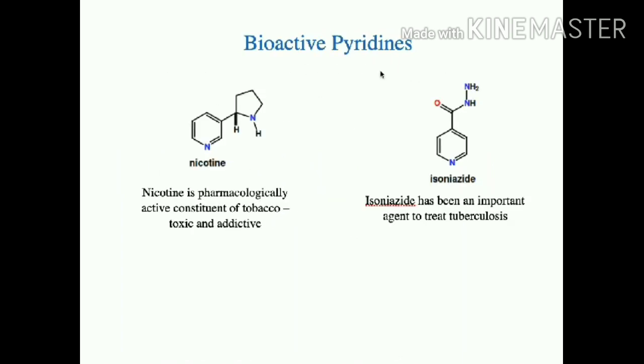Here are examples of bioactive pyridines, nicotine and isoniazid. Nicotine is a pharmacologically active constituent of tobacco, but it is toxic and addictive. Isoniazid contains a pyridine heterocycle, and it is an important agent used to treat tuberculosis. Several drugs have a pyridine nucleus, hence the study of the pyridine heterocycle is very important. I will stop at this stage. Thank you.